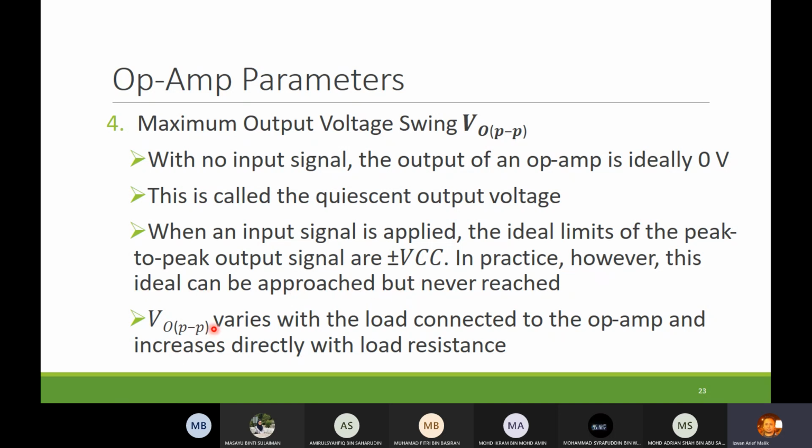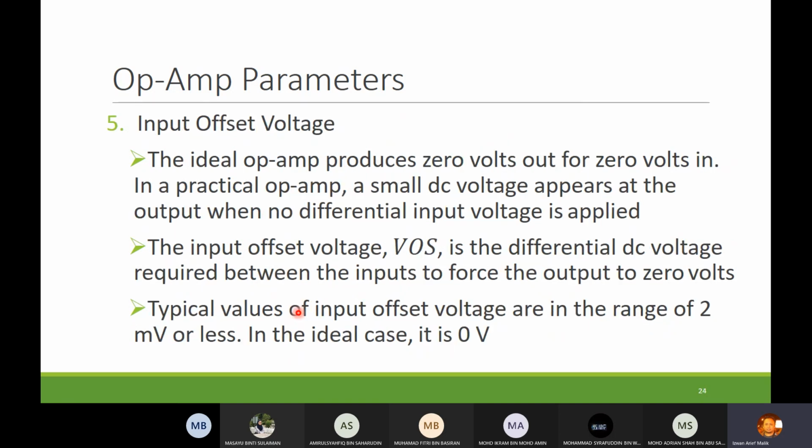So the VOPP, which is the maximum output voltage swing, varies with the load connected to the op-amp and increases directly with load resistance. So lagi tinggi resistance, and then nilai VOPP ni akan lagi meningkat. So dia berkadar langsung. Input offset voltage for an ideal op-amp produces 0 volts out for 0 volts in. So tak ada input masuk, output pun akan jadi kosong.